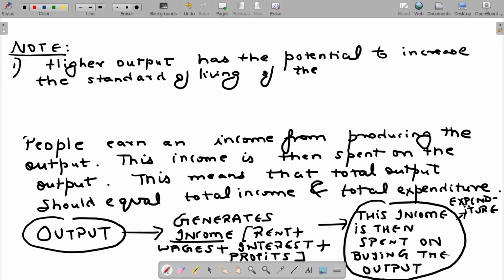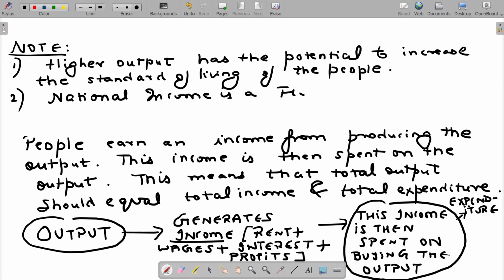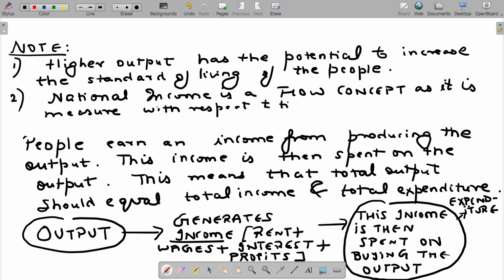Higher output has the potential to increase the standard of living of the people. So this is one thing. The second important point to understand is that when you measure national income, it is measured with respect to time. So I can say that national income is a flow concept, as it is measured with respect to time.